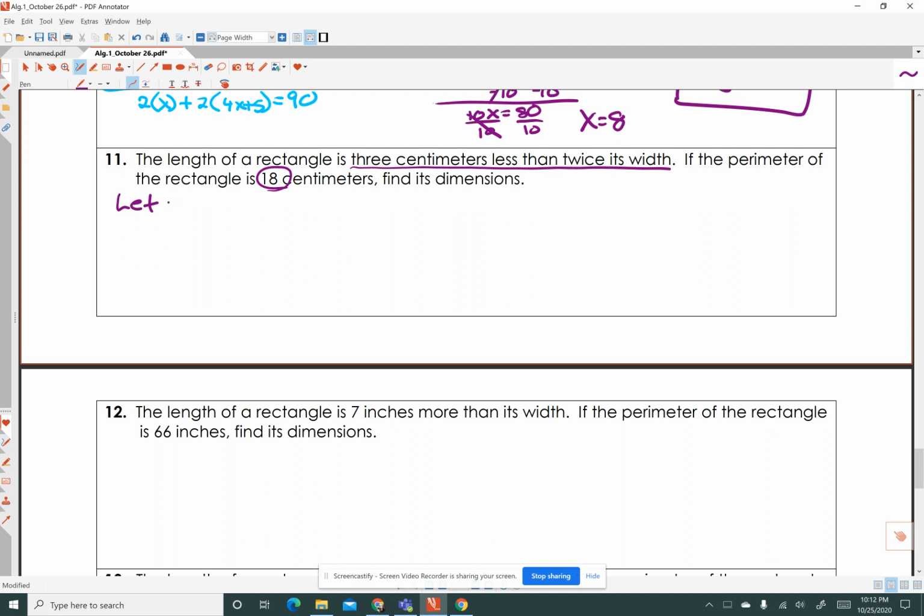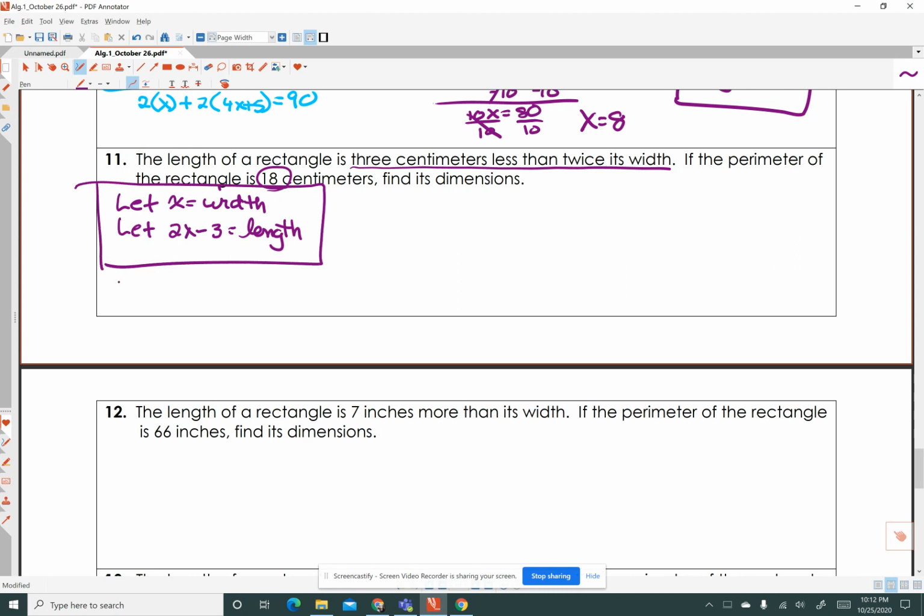I'm going to work this. I'm going to use x for the width. And let's see, 3 centimeters less than twice its width. So that would be 2x minus 3. And that's our length. Here's our x box.